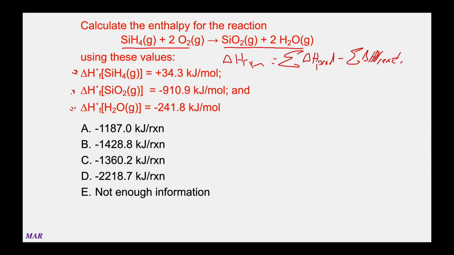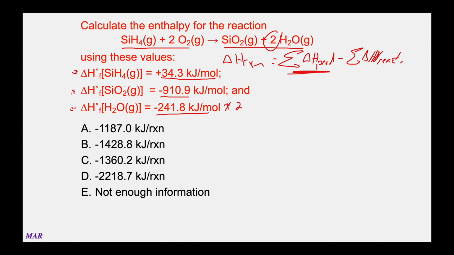All of these delta H of formations are enthalpies per mole. So the SiO2 we're going to use as is. We're just going to use that one. But because there's a 2 by the water, we're going to take this number and multiply it by 2. And that's going to be this part. That's the delta H of the products. Now you want to subtract, and remember always to subtract, the delta H of reactants. We're given the delta H for silane, so that goes over there.